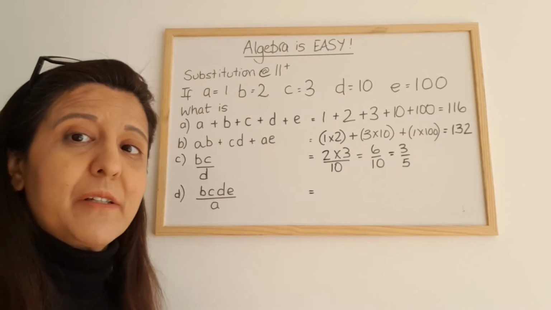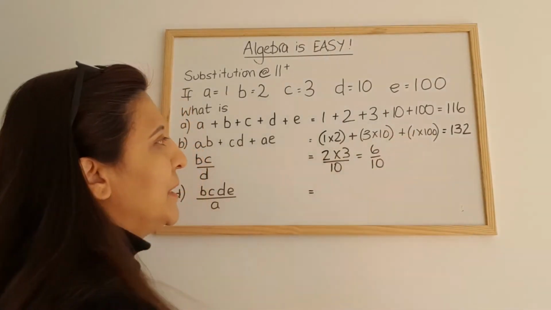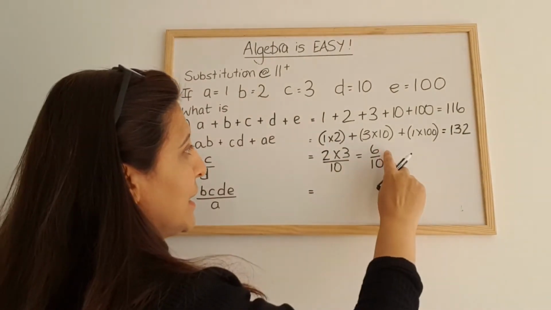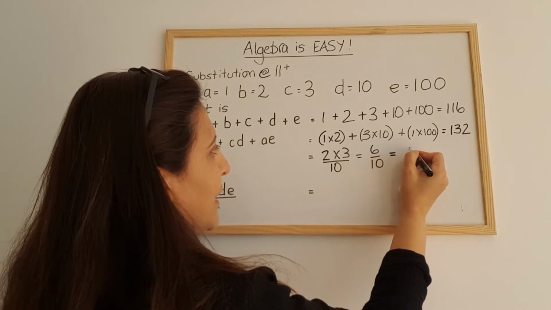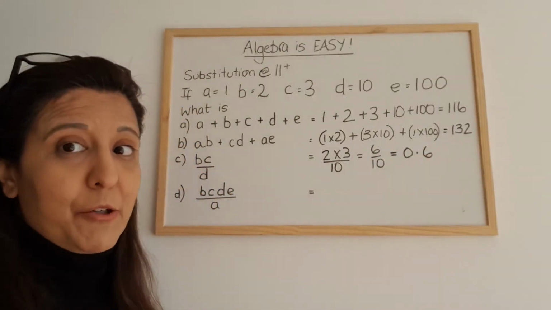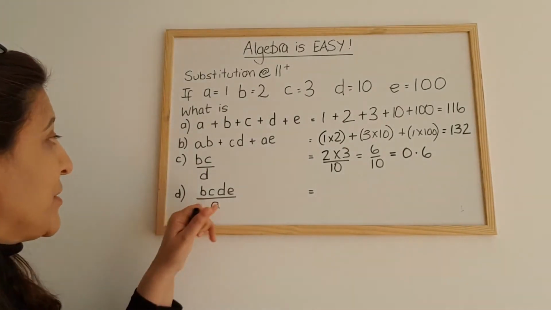If they had asked for the answer as a decimal, then we would need to look at 6/10 and see if we can work that out. So we do 6 divided by 10. And again, we will do a separate section on decimals, but that's 0.6. Well done if you knew that. Okay, so the next one.